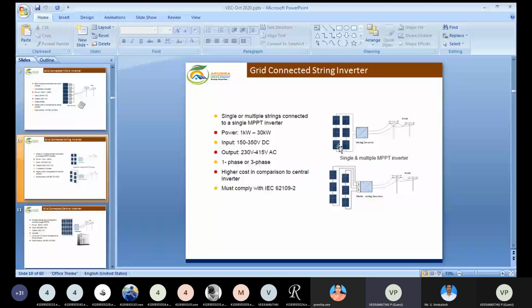Here 3 panels are connected in series, so 30, 30, like that. So here the input voltage will be 150. If the minimum input voltage is 150 volt, we need to connect at least 5 panels in series. Here the maximum is 350 volt. It depends upon the capacity of the inverter; the input voltage range will vary. This is the output voltage: if it is single phase, 230 volt; if it is three phase, 415 volt.